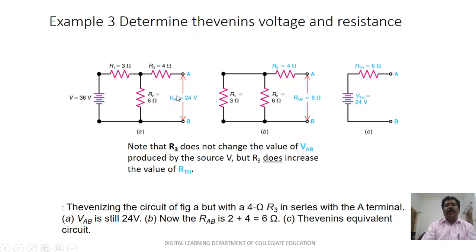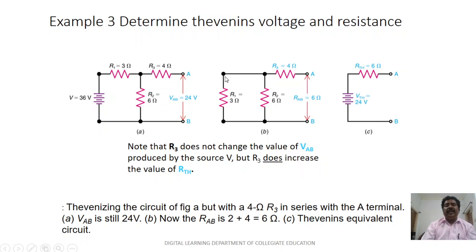If you have a load... we don't have any load here, just the open circuit. I want to calculate the voltage across this resistance, which is nothing but VAB or VTH. Applying the voltage divider rule, 36 into 6 divided by 3 plus 6, which is 9. If you divide the 36, we get the total voltage drop across this, which is 24 volts.